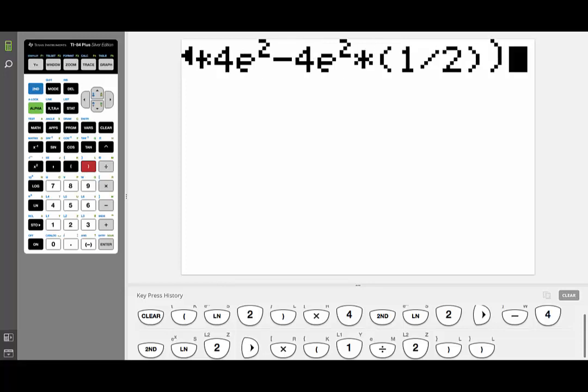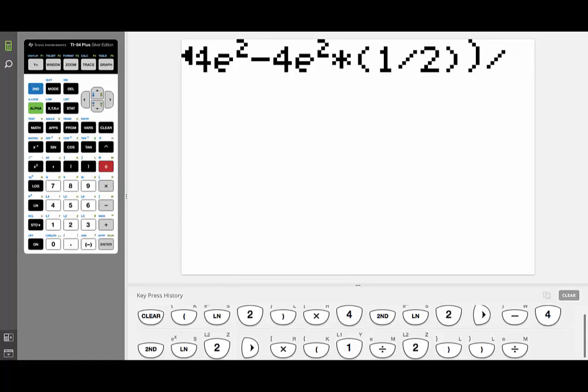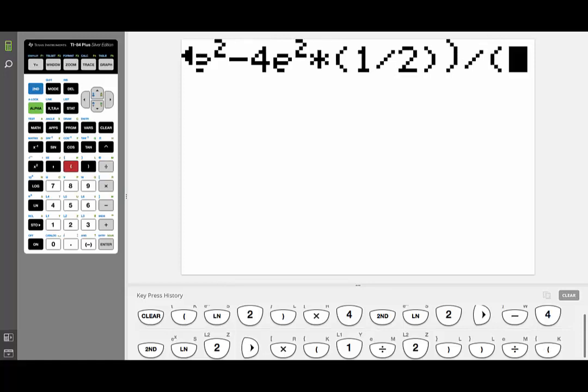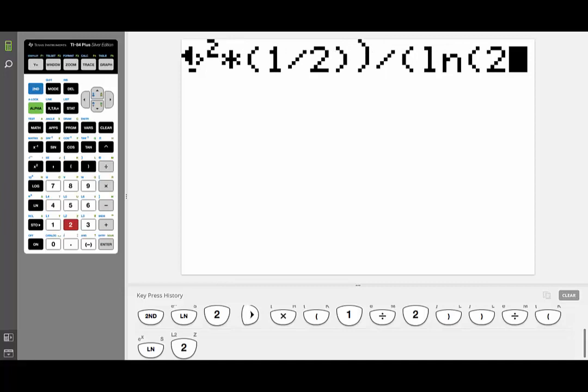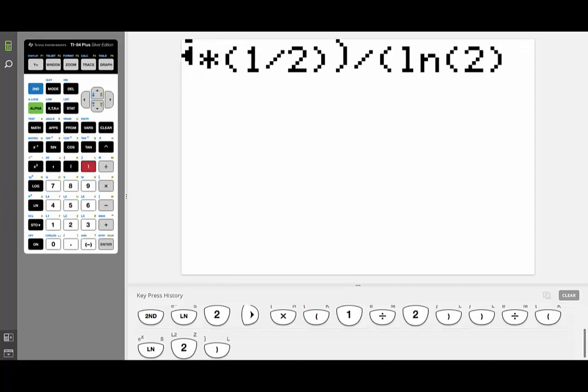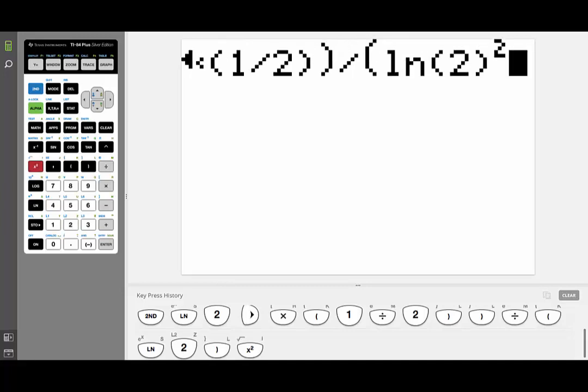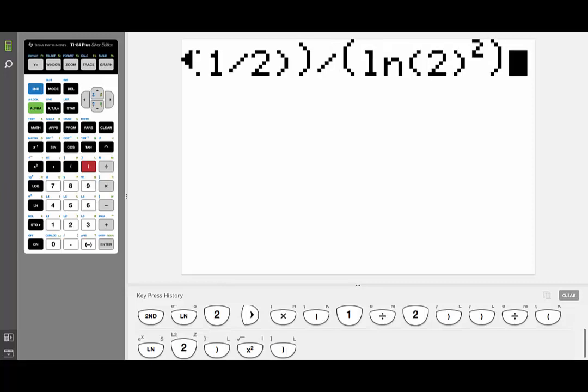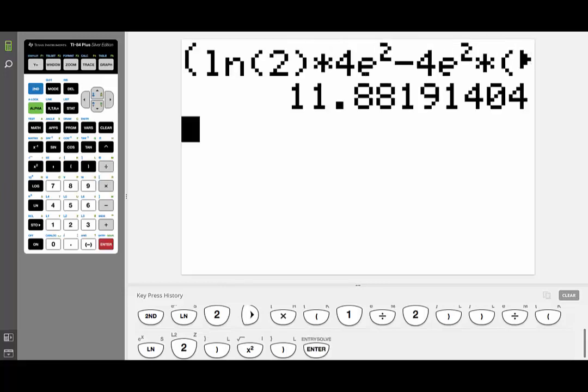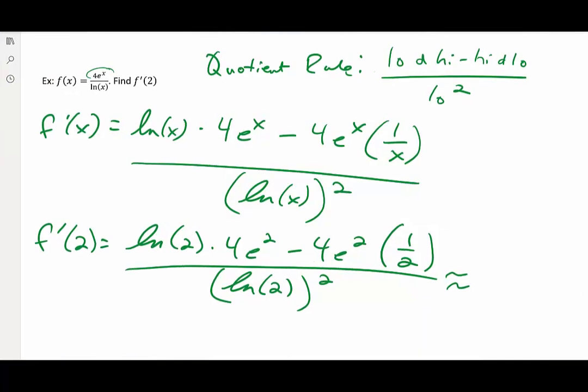And then it now needs to be divided by open parentheses, the natural log of 2. Close it up, and I want to square that quantity. And then close parentheses for my denominator. There we go, assuming everything looks good. There we go, folks, 11.88 is what I got there. So that's what happens when you have to plug in a particular x value.